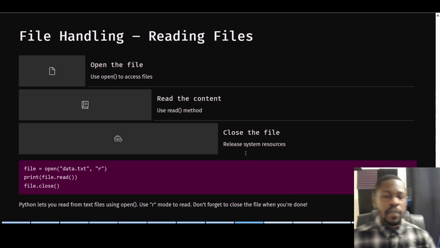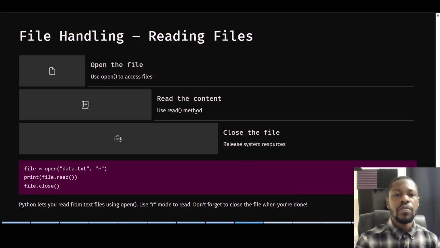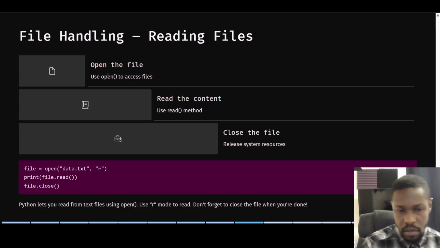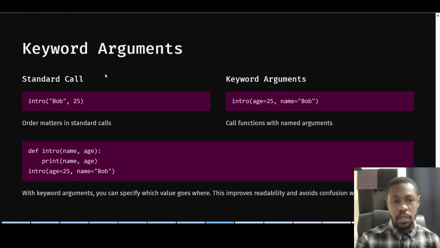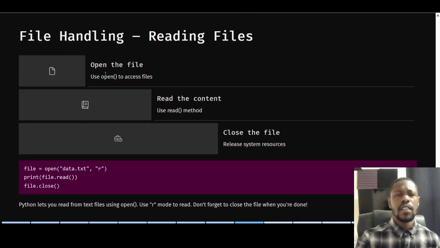File handling. So there's three different things that we can do when reading files. Next up we have file handling. So there are three different things that we can do. We can open the file using the open function. We can read the contents of that file using the .read method, and we must also remember to close the file using the .close method.